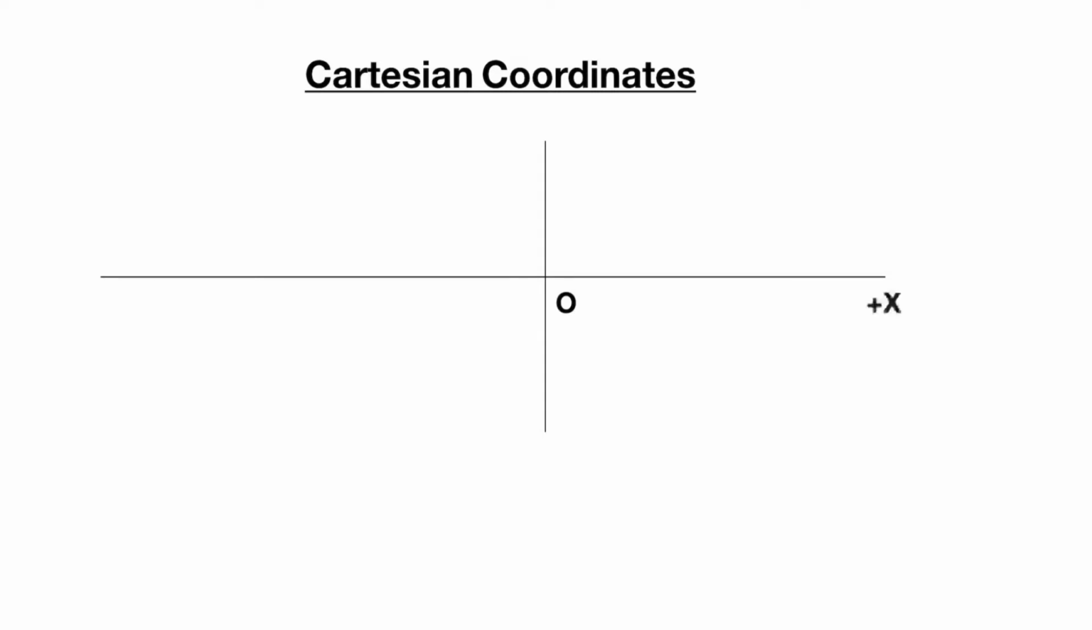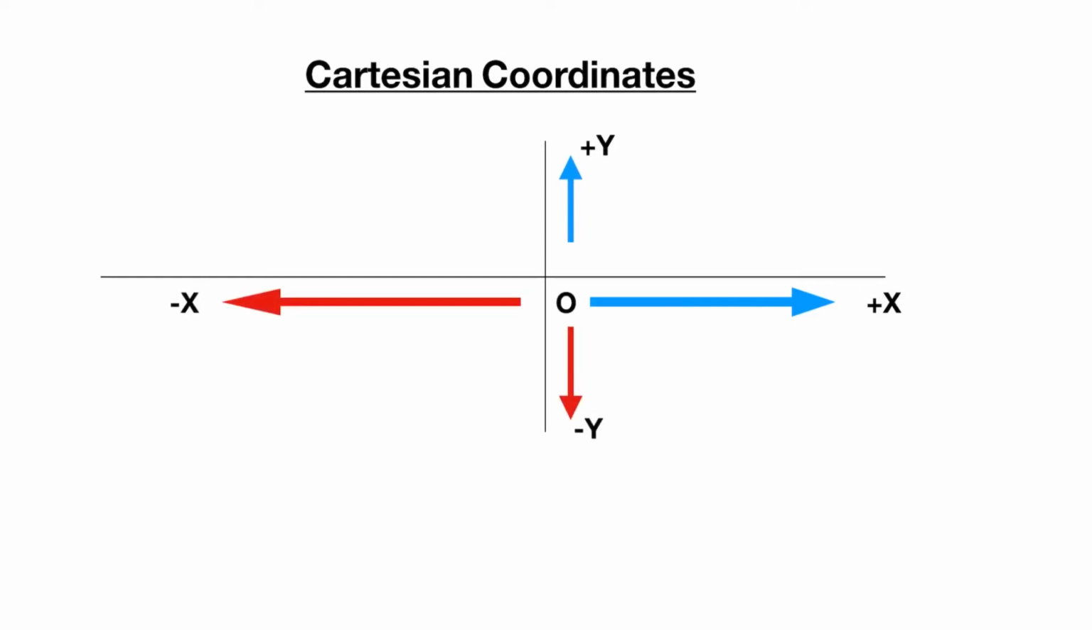To locate an object means to find its position relative to some reference point. This reference point can be the origin of Cartesian coordinates. The positive direction of an axis is the direction of increasing numbers, which is towards the right on the x-axis and upward on the y-axis. The opposite directions are the negative directions.